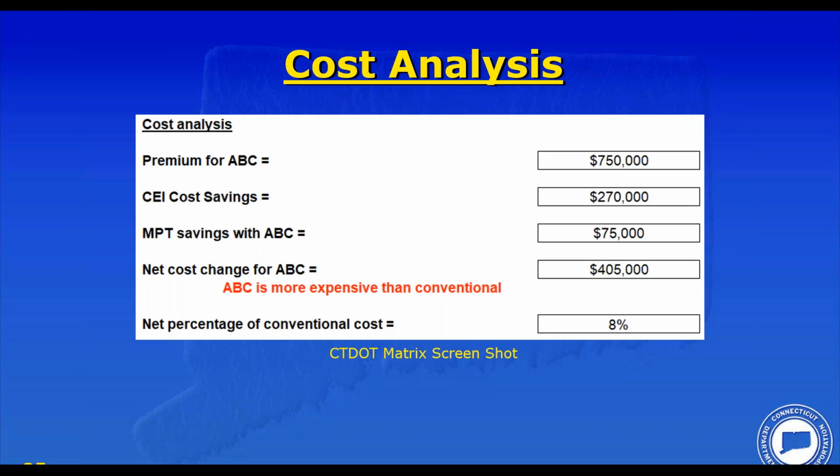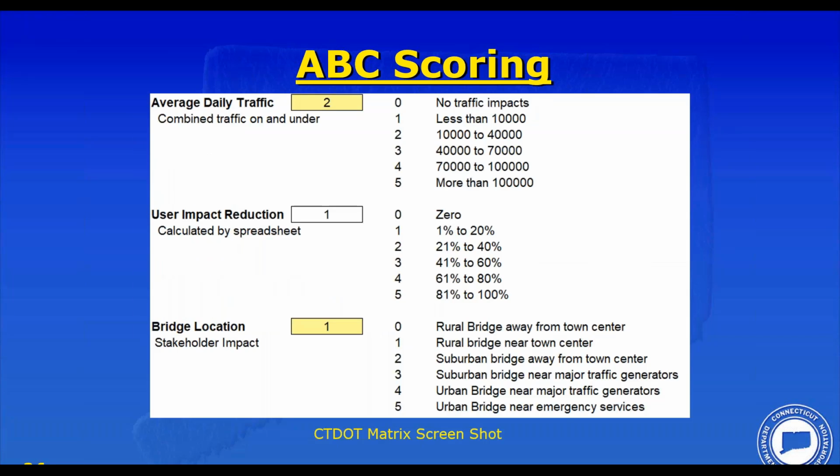So let's recap a little bit. We have a project where the user impact is pretty much a wash between ABC and conventional construction. However, ABC is probably going to cost more. So let's see how that impacts the scoring. So we walk through our scoring calculations. The average daily traffic is fairly low, so we're going to use it at 2. This is combined traffic above and below the bridge. We're looking at between 10 and 40,000 vehicles.